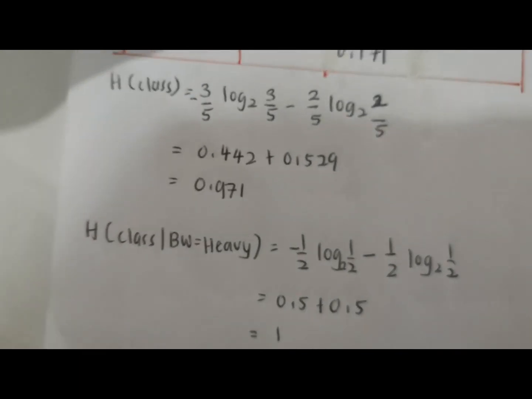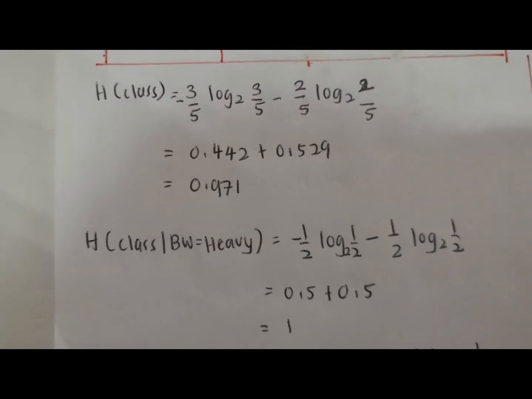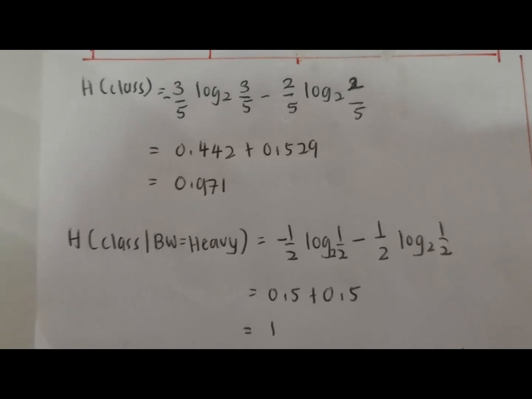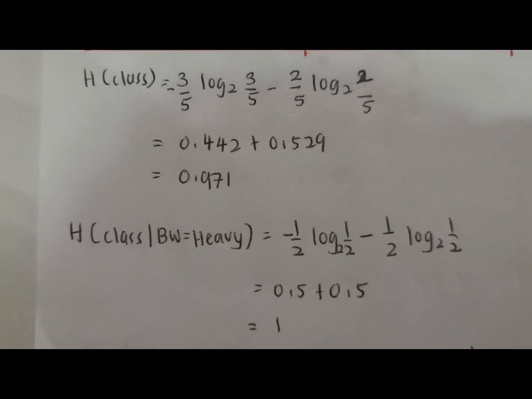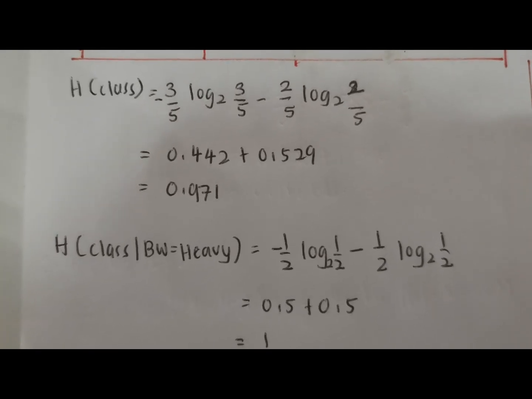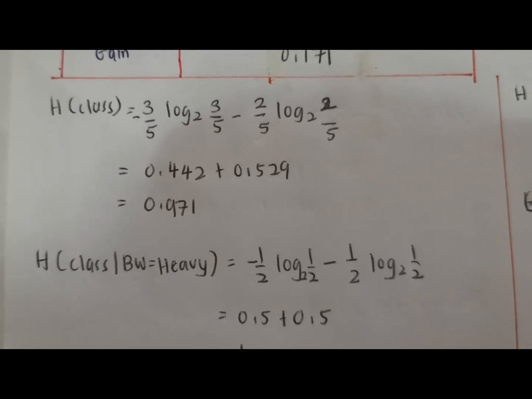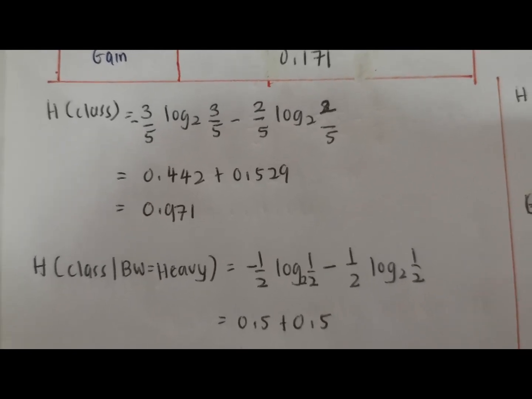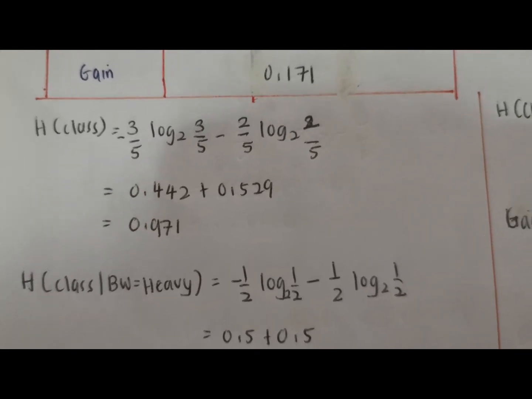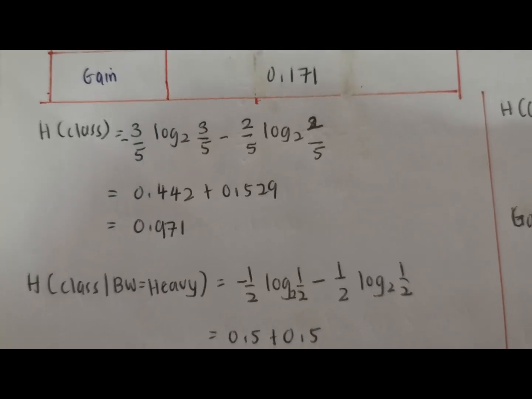So look at the formula. The formula is still the same. We use the three main formulas, which is the first one, we have to find the H class. Okay, negative 3 over 5 log 2 of 2 over 5 minus 2 over 5 times log 2 of 2 over 5, and we get 0.442 plus 0.529, and we get 0.971 bits.